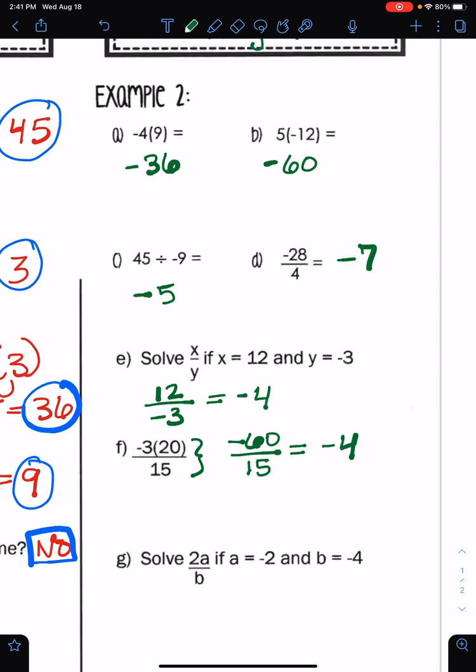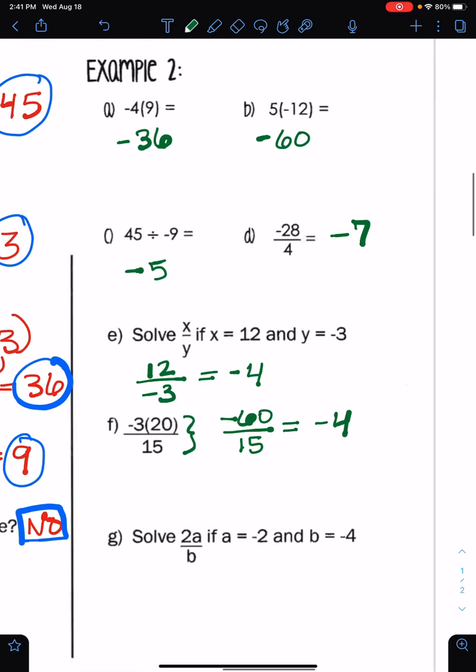The last one, solve 2a divided by b if a is negative 2 and b is negative 4. So we'll do 2 times negative 2 divided by negative 4. 2 times negative 2 is negative 4 because we have a positive times a negative. And then negative 4 divided by negative 4 is a positive 1 because the signs are the same.